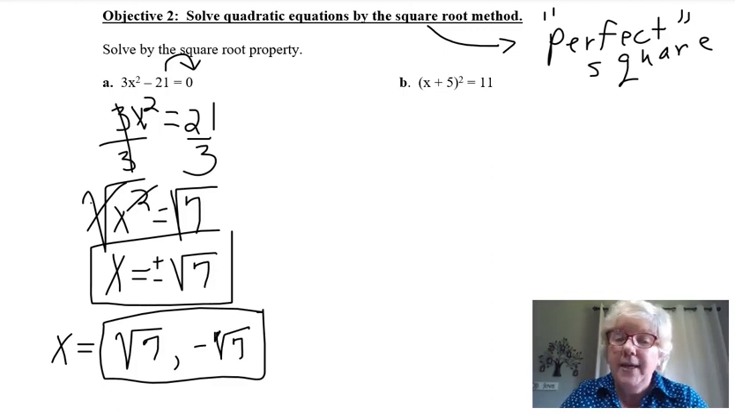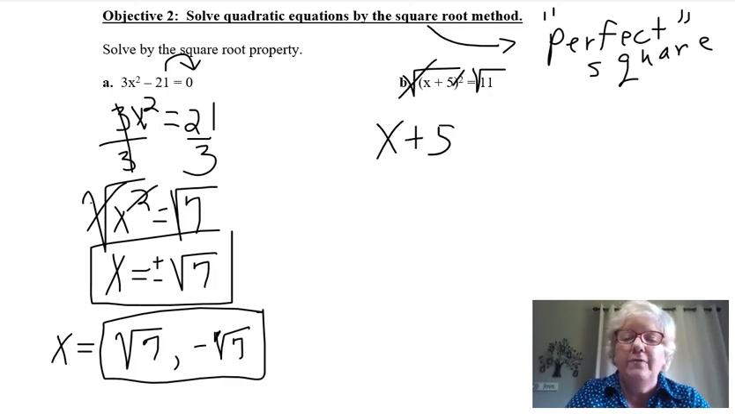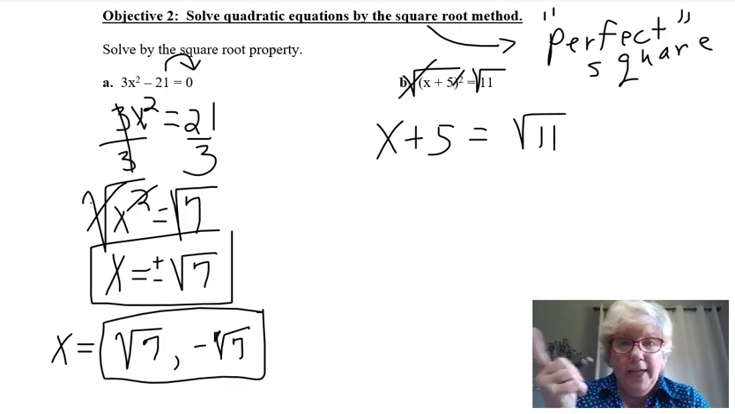Now in example B, notice that my x is inside of a parentheses, but it does have a square on the outside. As long as you have something perfectly square that's isolated, you can start. So I'll go with putting a square root symbol on both sides. The square root and the square cancel out, leaving x plus 5. You may drop the parentheses now, and that is the square root of 11. But again, notice, I only have one square root of 11. Right here is where I'm going to put that plus minus.